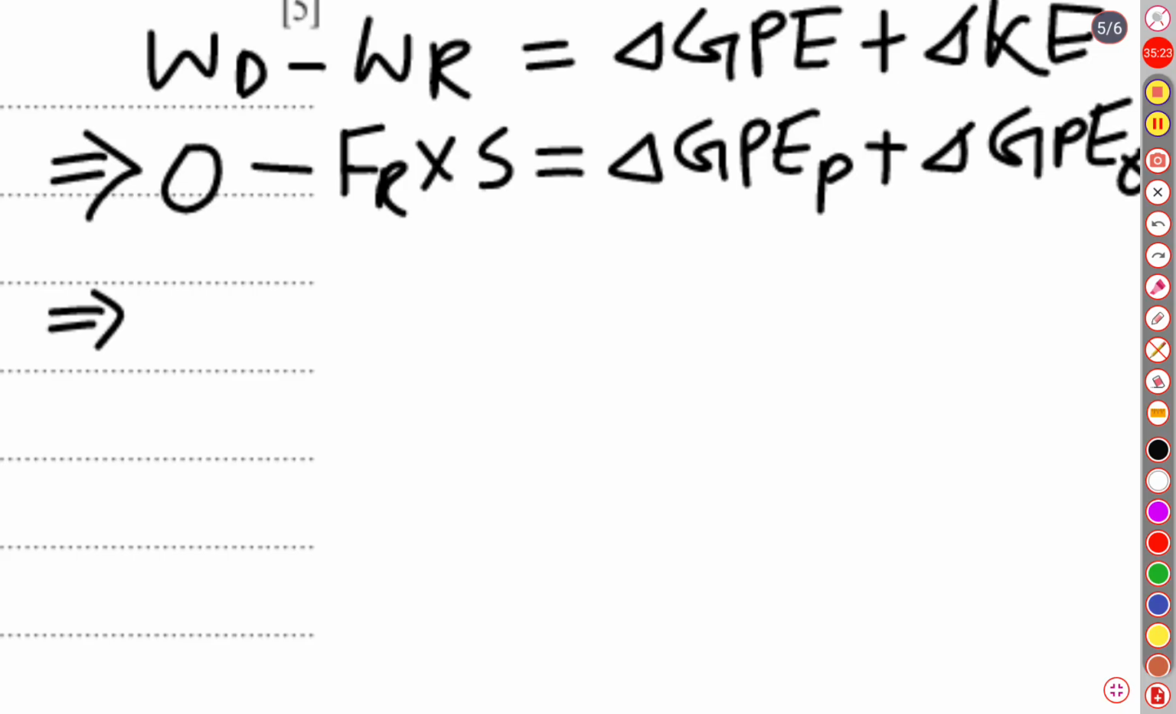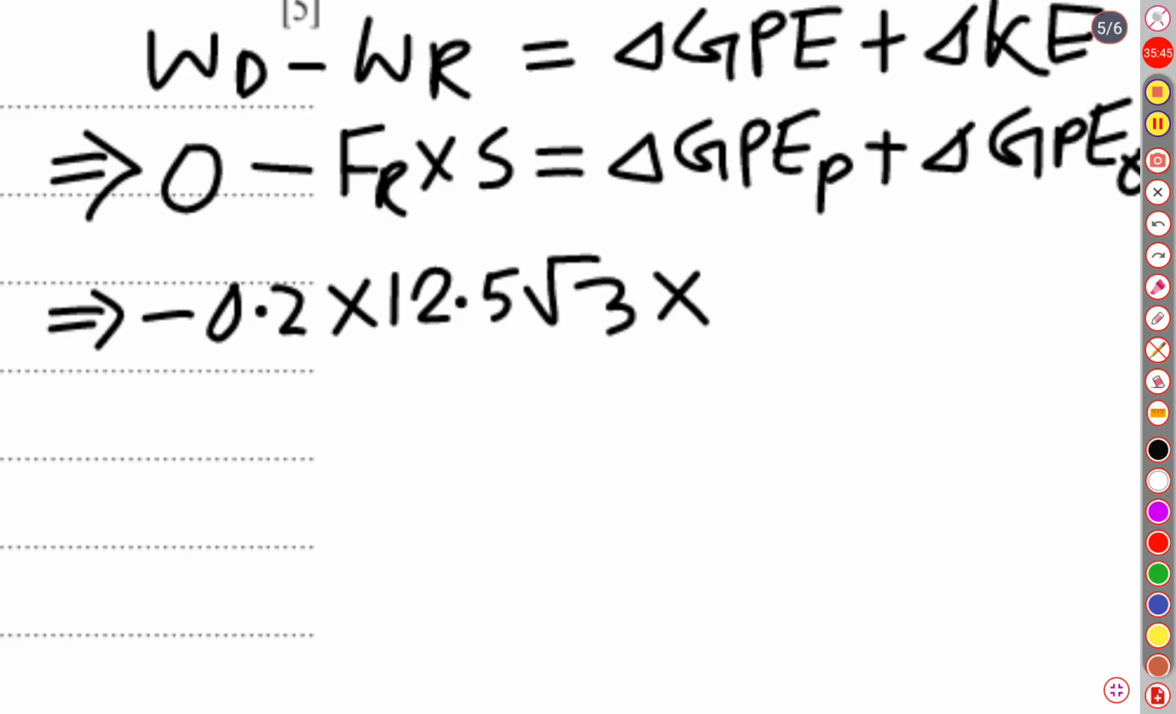Now we have all of the data to insert here. Resistance force is mu R. Mu is the frictional coefficient, which is 0.2, into the normal reaction force, which was 12.5 square root over 3. Then S is the displacement of particle P. We are not calculating any resistance to the motion of Q, because there is no external resistance to the motion of Q. Only particle P has a resistance to its motion.